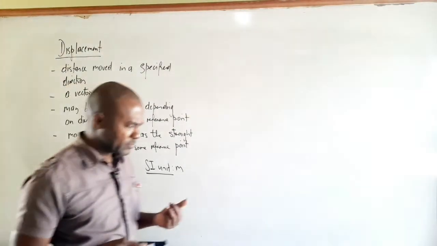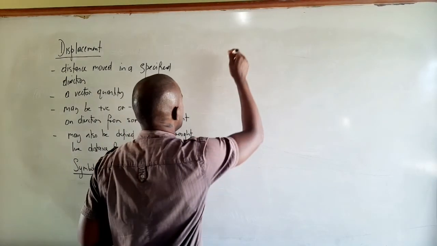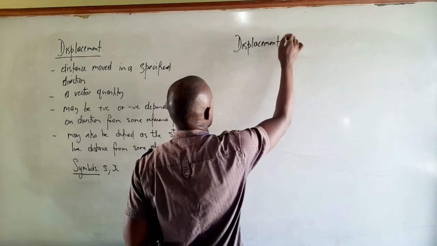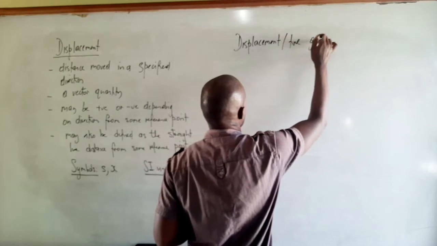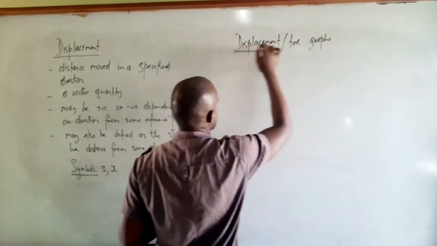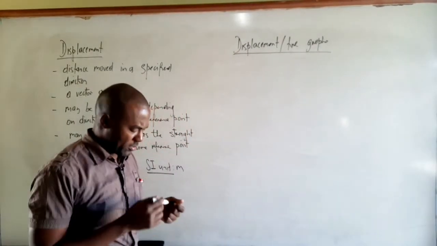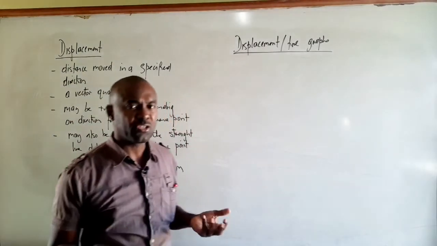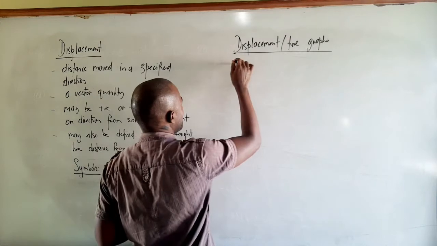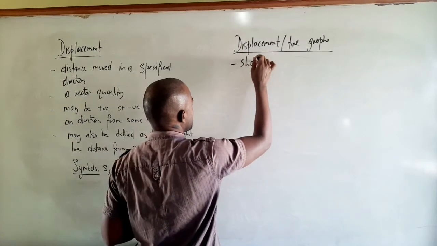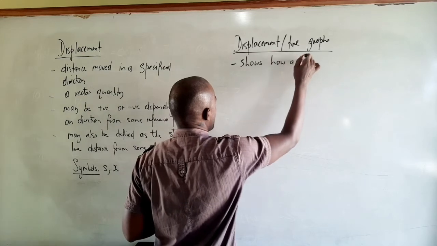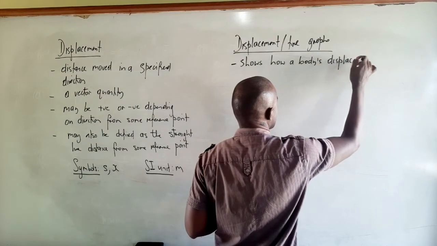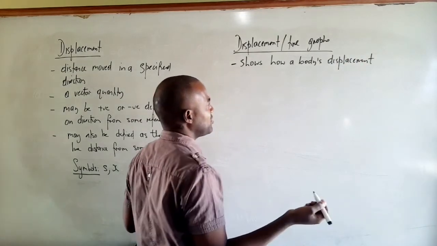Now let's talk about displacement time graphs. Now what exactly is a displacement time graph? A displacement time graph is basically a graph which shows how a body's displacement varies or changes with time.